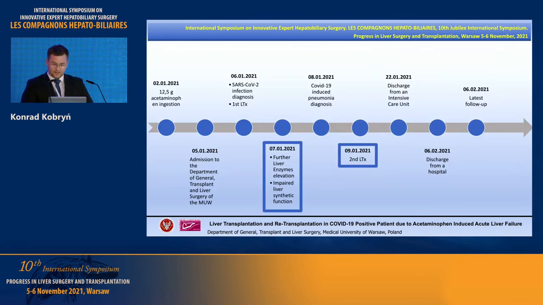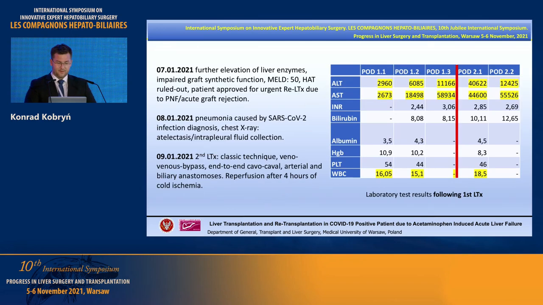After the first transplant, on the first post-operative day, we basically straight away observed elevation of the liver enzymes and impaired liver synthetic function. And here you can see that we actually ran three tests on the first post-operative day and then on the second two. And you can observe the elevation of the transaminase levels, whereas also the white blood cell count increased. So she was analyzed, and the MELD score was accounted for 50.